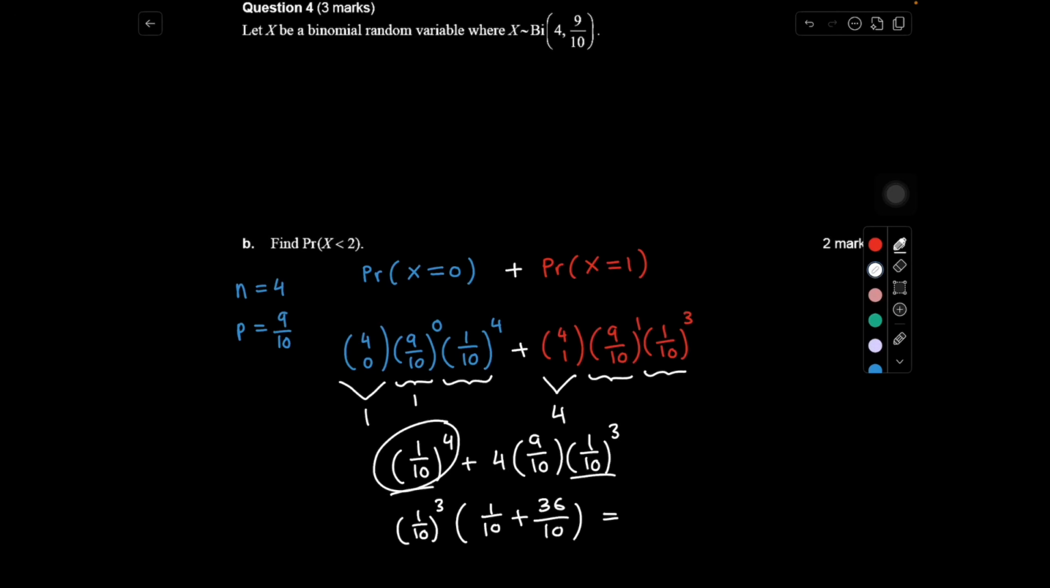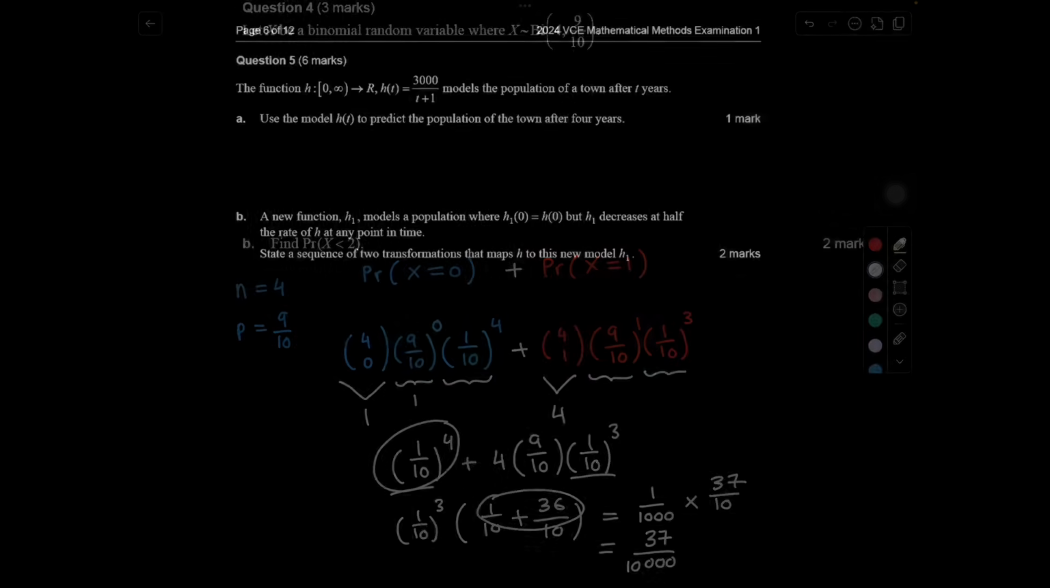Then you can write this as 1 on 1000, and we're timesing it by 37 on 10. So 37 over 10. Whoops, over 10. And then that leaves us with 37 over 10,000. So that's our final answer.